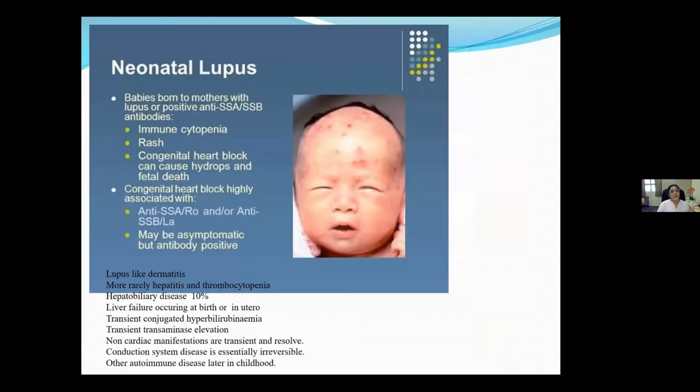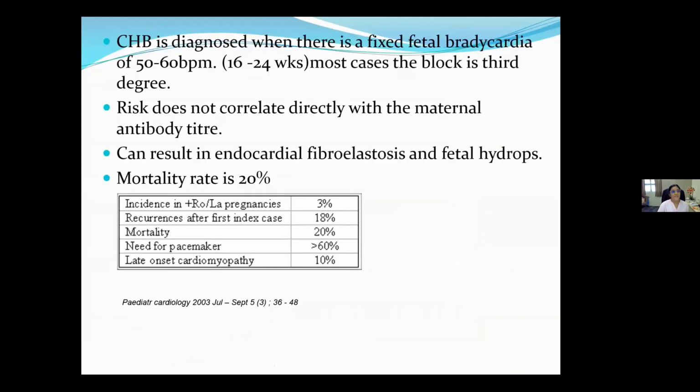Neonatal lupus is in babies who are born to mothers with lupus or positive anti-Ro and anti-La antibodies. The babies will have immune cytopenia. They may present with rash or congenital heart block, which could eventually lead to hydrops and fetal death. So congenital heart block is highly associated with anti-Ro and anti-La in the mother. What are the other features of neonatal lupus? They could have increased liver transaminases or hepatobiliary disease in 10% of the cases. They could even have non-cardiac manifestations.